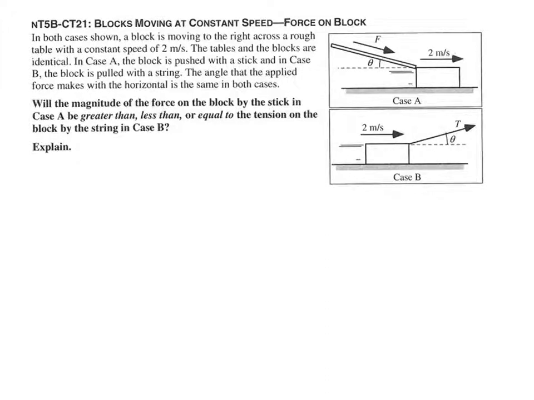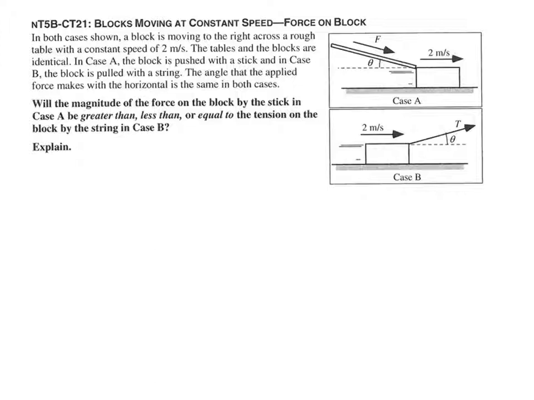Chapter 6, Sample Problem Number 2. In both cases shown, a block is moving to the right across a rough table with a constant speed of 2 meters per second. The tables and the blocks are identical. In case A, the block is pushed with a stick, and in case B, the block is pulled with a string. The angle that the applied force makes to the horizontal is the same in both cases.